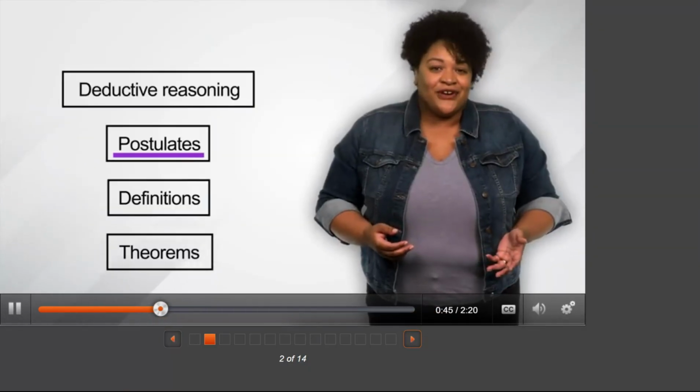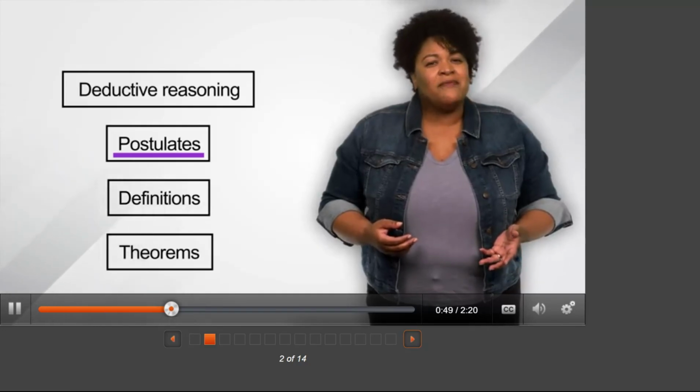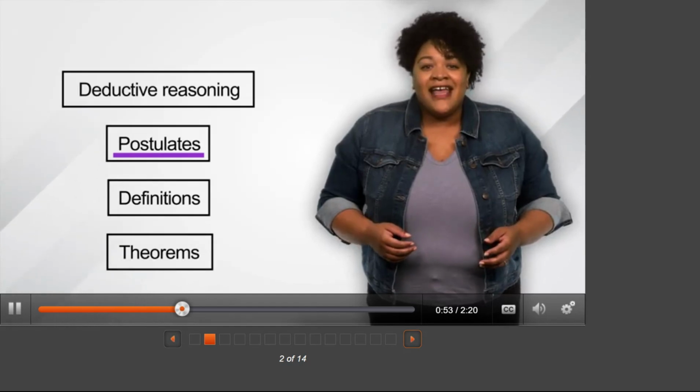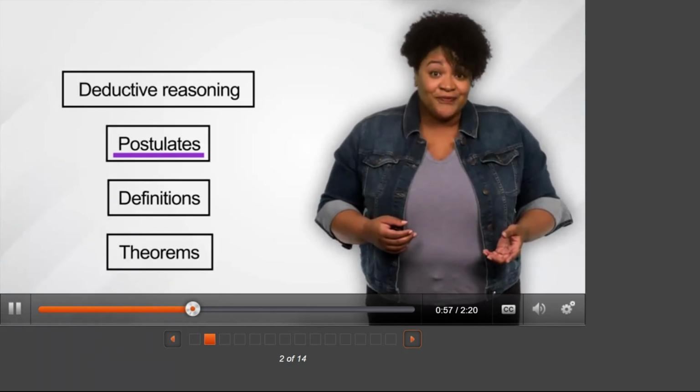Postulate is a special word. We could use the word axiom for it, but the word postulate's more common in geometry. A postulate is a mathematical statement that is just taken as true. It's not proven or anything like that. We just take a postulate and regard it as a fact. We'll see some postulates later.